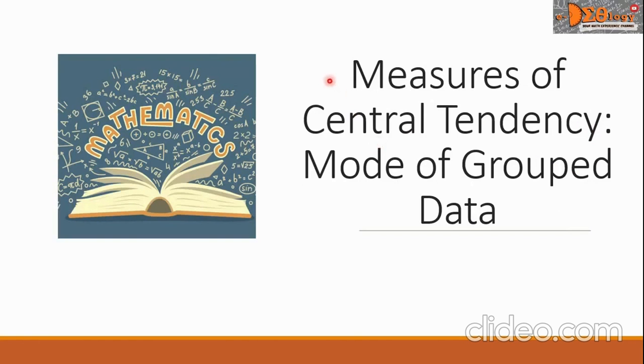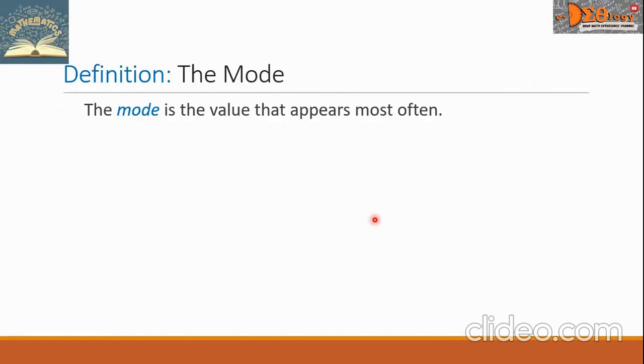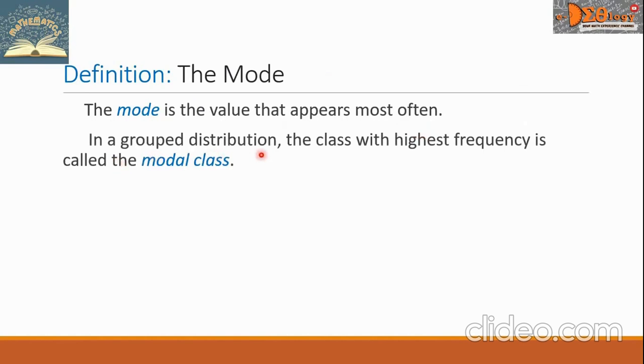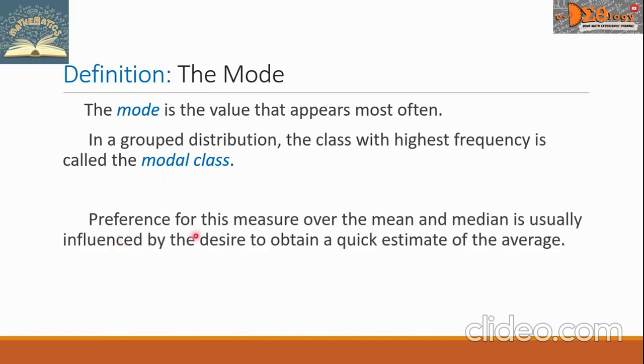Today we're going to study measures of central tendency. In particular, we will study the mode of grouped data. Let us first define the mode. The mode is the value that appears most often. In a grouped distribution, the class with highest frequency is called the modal class. Preference for this measure over the mean and median is usually influenced by the desire to obtain a quick estimate of the average.